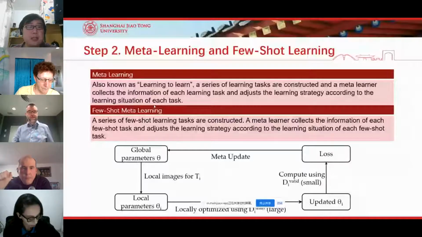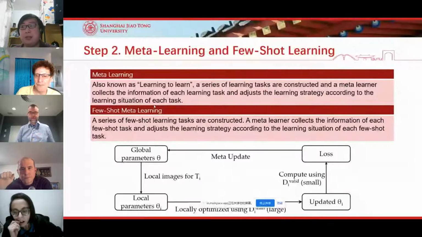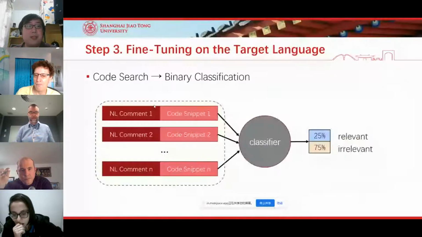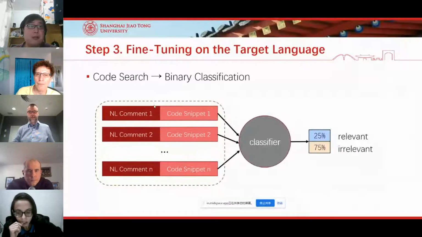It learns a set of initialization parameters using large data of common languages, and then trains a new code search model on a small domain-specific language, starting from the found initial parameters. In the fine-tuning phase, we apply CDCS to the code search task in the target language. We fine-tune the model on the code search task, which is regarded as a binary classification problem.